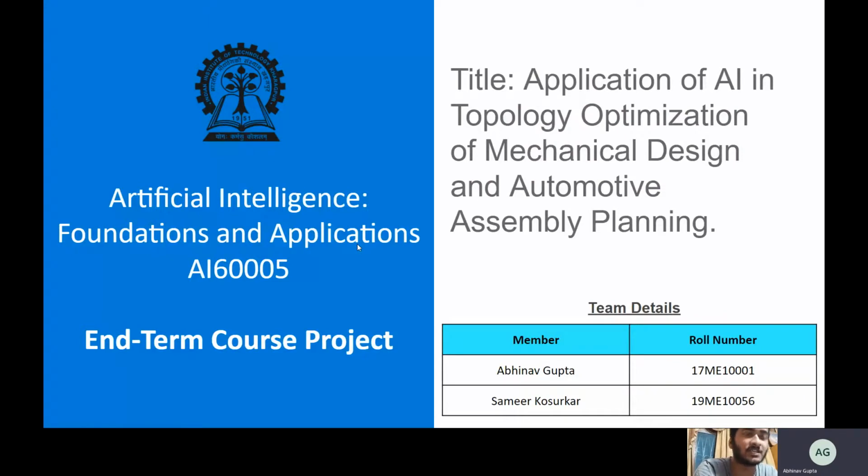Foundations and Applications. The title of our project is Application of Artificial Intelligence in Topology Optimization of Mechanical Design and Automotive Assembly Planning. Our team comprises two members, me and my colleague Samir, who is currently ill with COVID-19, so I'll be the one presenting throughout.